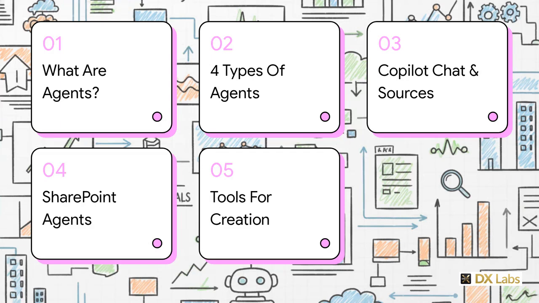We've got 5 core areas to cover today. First, what are agents? Second, the 4 types of agents. Third, Copilot chat and its sources. Fourth, SharePoint agents and a practical case study. And finally, the tools for creating agents.